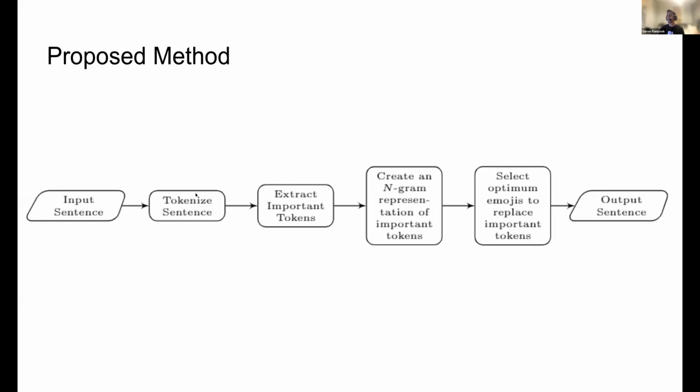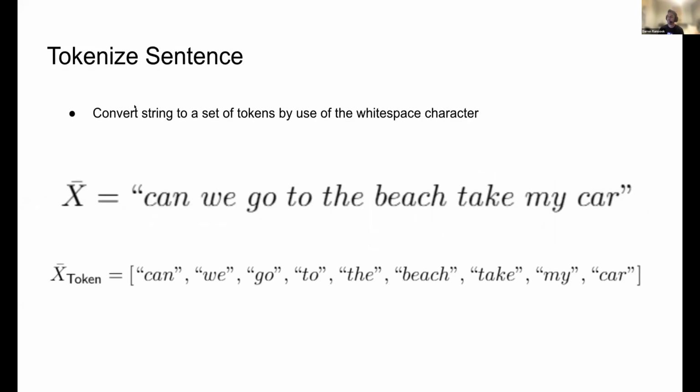The first section is tokenizing the sentence. So we take, for example, the message, can we go to the beach, take my car? We take this sentence, we look at the white space character, and we create tokens, which are basically the words. Each word is a token, and we represent that in a list called X bar token. So it's the same original sentence, but we extract the words which are delimited by the white space character.